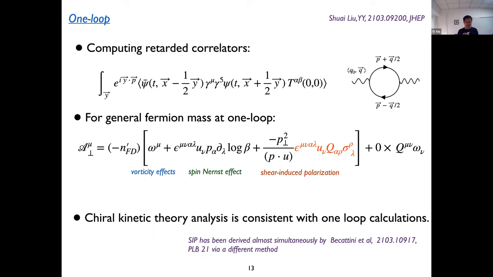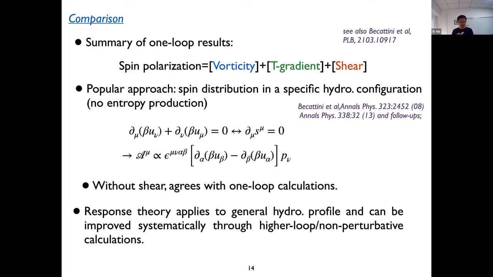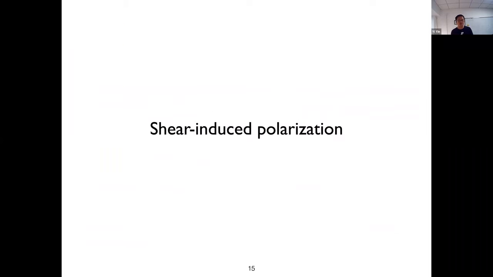So in the following phenomenological studies, we will use the one-loop results, including contributions from vorticity, temperature gradient, and the shear-induced polarization. But I also want to mention that our method is quite general and can be applied to include higher-loop effects. Or we could even imagine that one day we can evaluate those two-point functions on the lattice or on quantum computers. What that means, in my mind, is that this response theory gives a more systematic way to extract the physics of spin-momentum correlations. So, any questions?